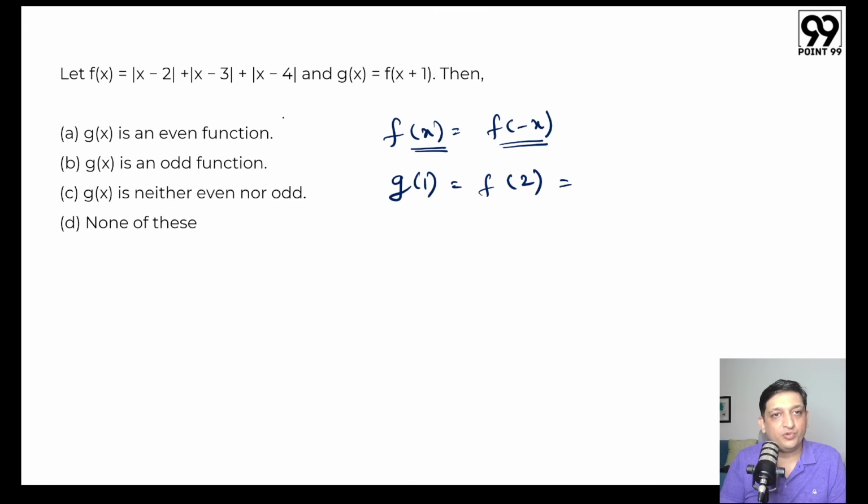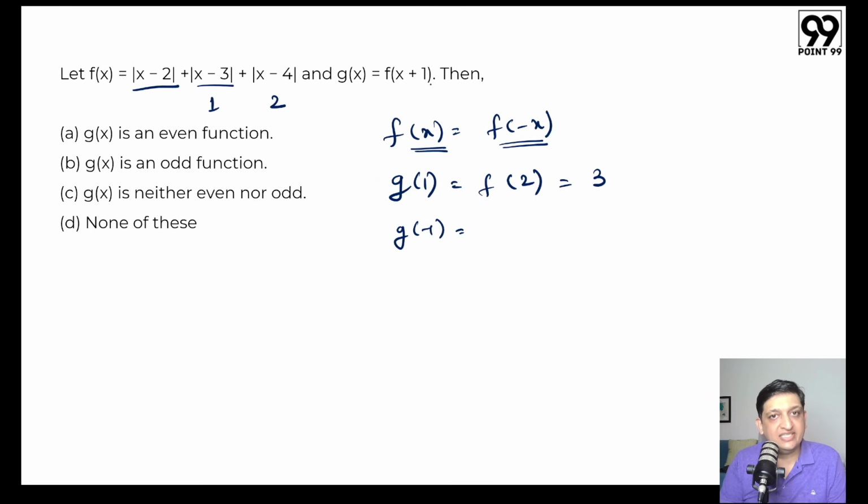What is f of 2 here? F of 2 is going to be, this part will be 0, 2 minus 2, 0, 2 minus 3 is minus 1, mod of that is 1, 2 minus 4 is minus 2, mod of which is 2. So I am going to get the value of g of 1 that is equal to f of 2 that is equal to 3. What about g of minus 1?